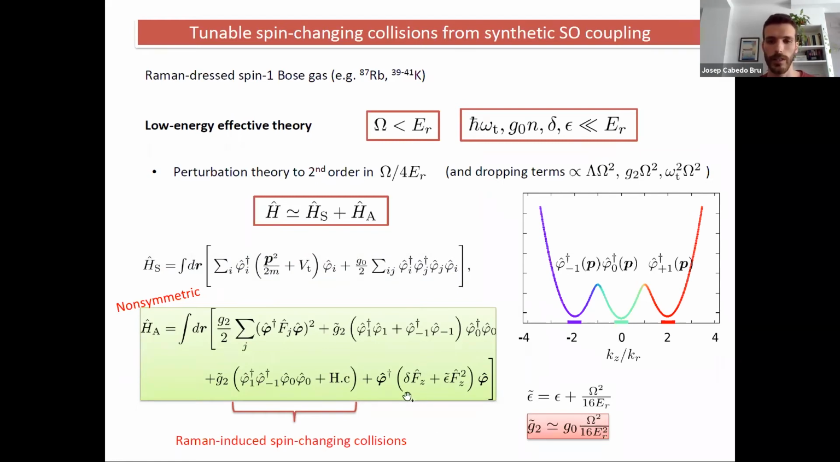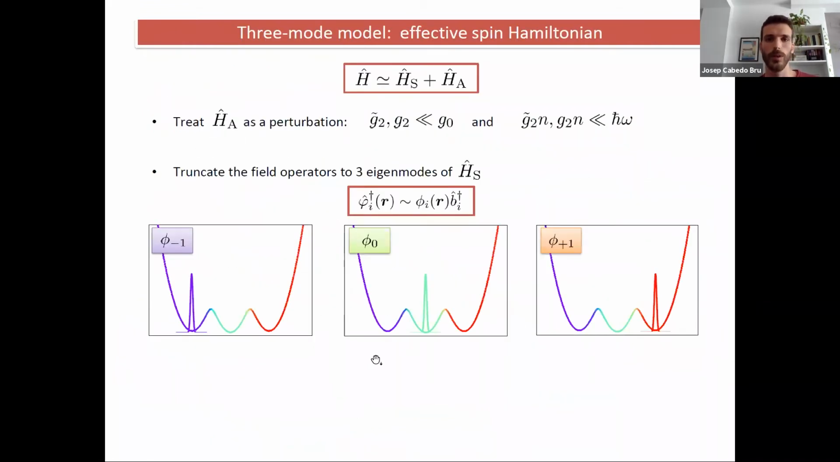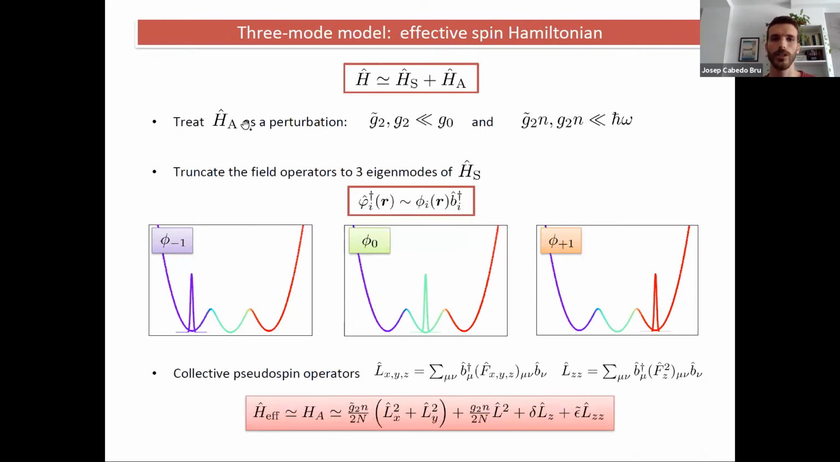So now we have all the ingredients that we need, and we will do exactly the same as before. We will go to a regime where this non-symmetric contribution is much smaller than the symmetric one, and we will truncate the field operators to just three eigenmodes of the symmetric pair. So the symmetric Hamiltonian will have three self-consistent states in the vicinity of each well in the dispersion band, and then the non-symmetric contribution will act perturbatively on top of this solution.